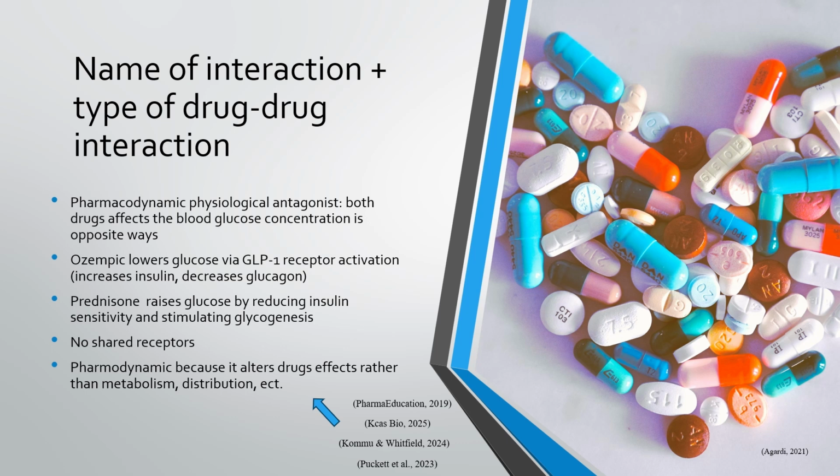The interaction is also classified as a pharmacodynamic interaction as both drugs are affecting the physiological process of blood glucose regulation within the body. The opposing effects that the drugs have happen within the body, not changing the absorption, distribution, excretion, or metabolism that a pharmacokinetic interaction would. Thus, the interaction is a pharmacodynamic interaction.